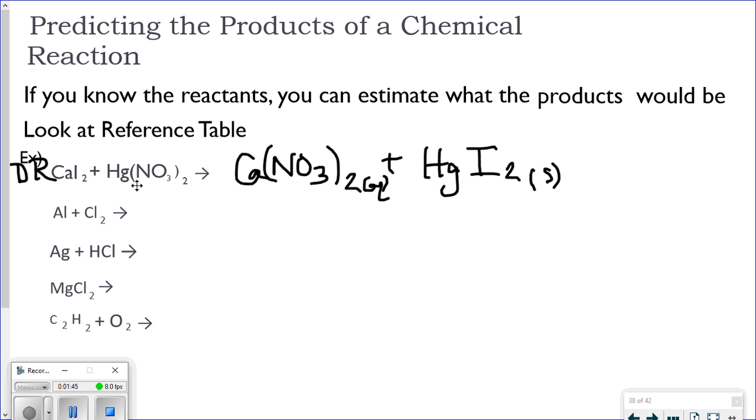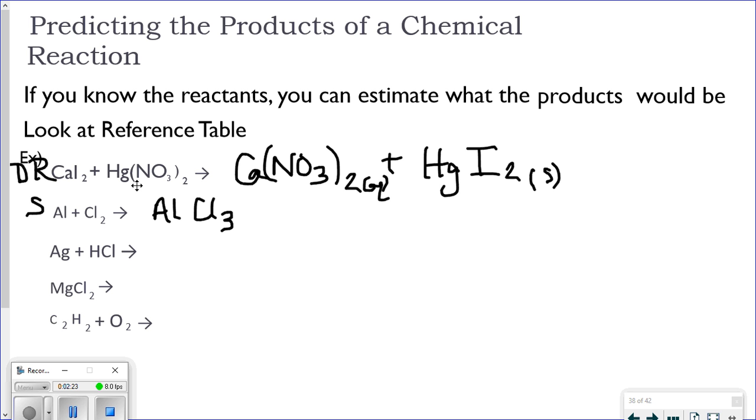Looking at our next example, we have aluminum plus chlorine. We do have two reactants, and both of them are elements, so this is going to be a synthesis or combination reaction. So remember, when we combine these, because it will make an ionic compound, we do have to crisscross our charges. Aluminum is a +3 charge. Chlorine is a -1, so it will be AlCl3.